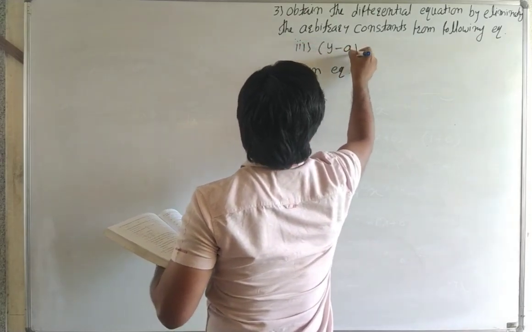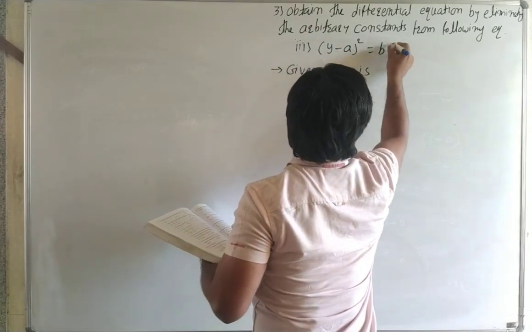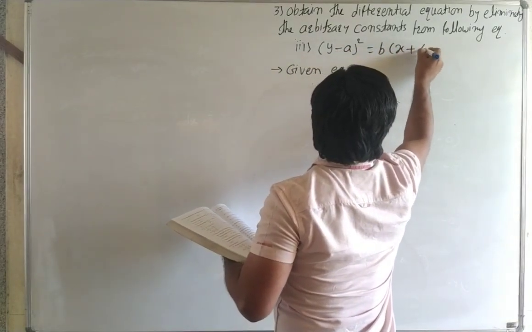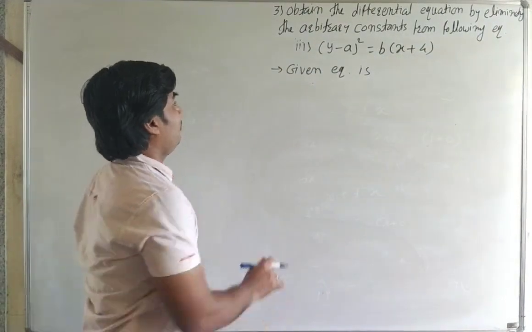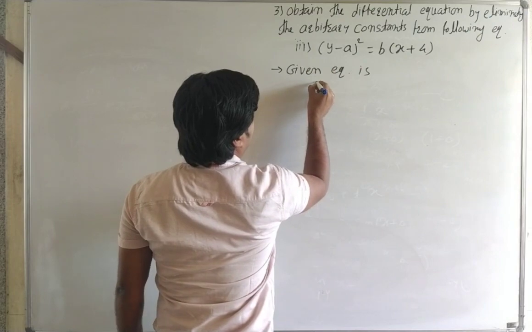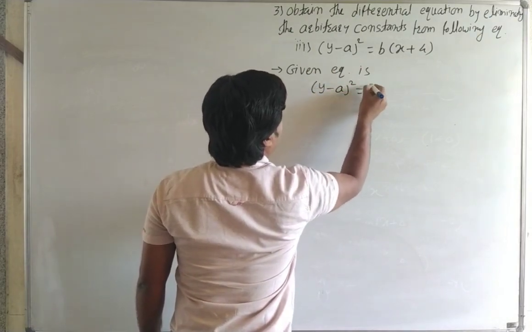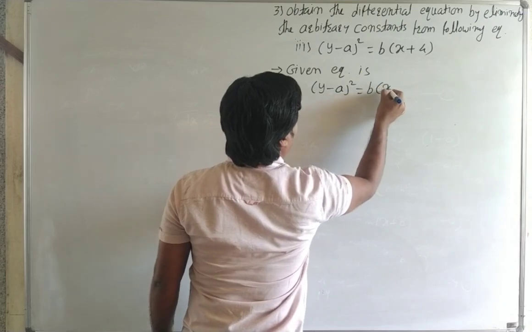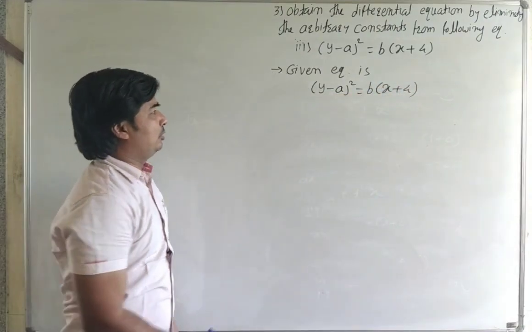(y minus a) whole squared is equal to b into (x plus 4). Here the given relation is (y minus a) whole squared equals b into (x plus 4). Okay, see carefully this.